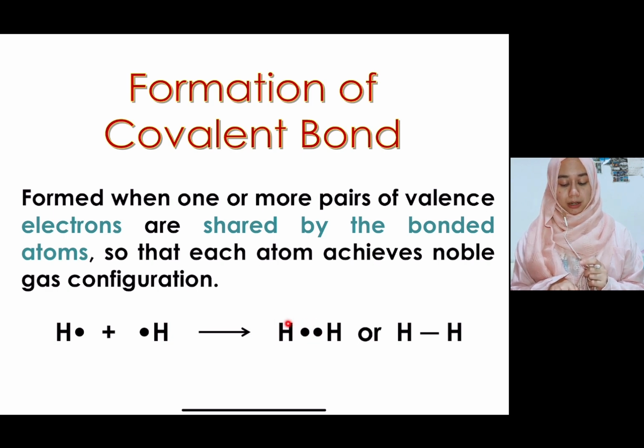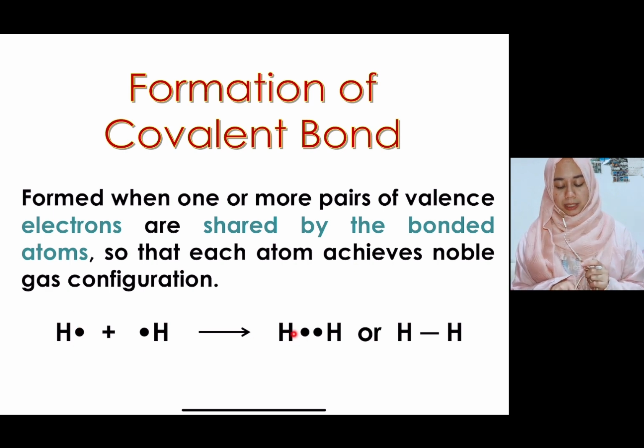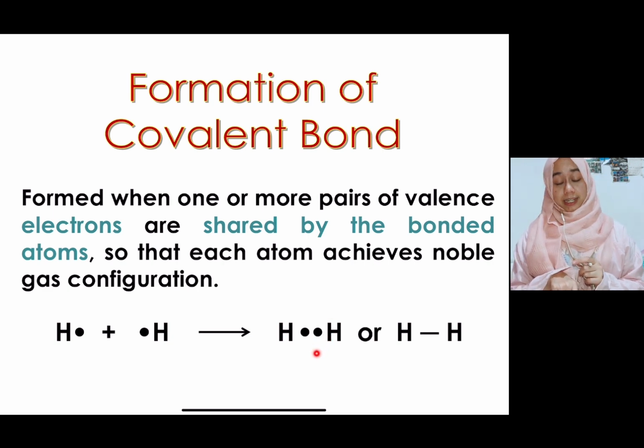So as you can see now, hydrogen sebelah kiri, kalau tadi dia ada 1 je valence electron, so now lepas dia share, dia dah ada 2 valence electron. Okay, so sama juga dengan H sebelah kanan. Mula-mula dia ada 1 sahaja, but now dia dah ada 2 valence electron, menunjukkan dia dah mencapai duplet. Okay, so this is one way untuk kita tulis formation of covalent bond.